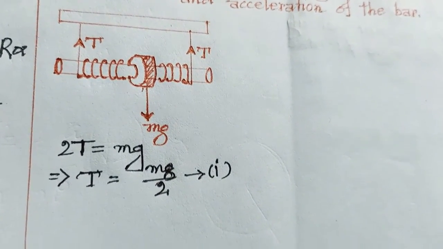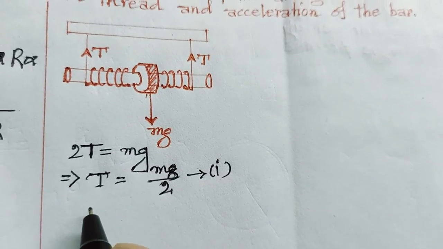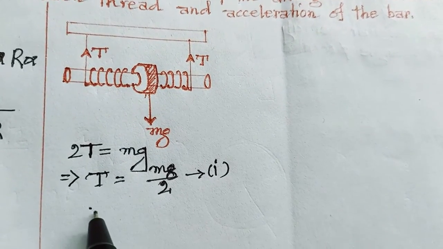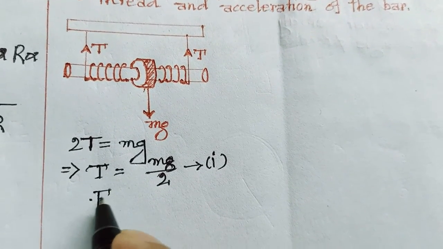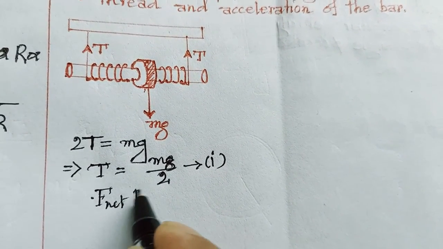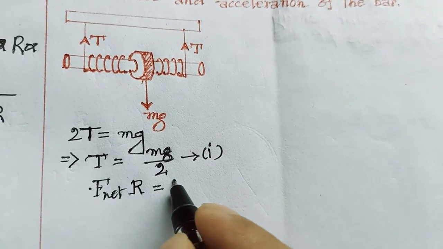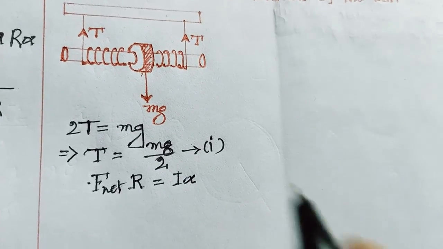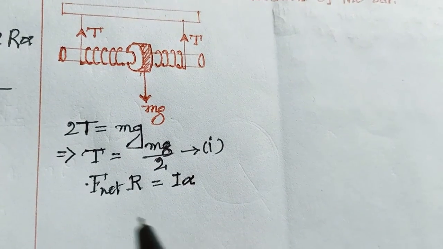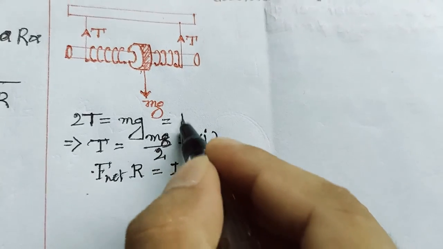Now we'll balance the torque equation. From the torque equation, as we know, total force, F net, into its corresponding distance, means F net into R, will be equal to I alpha, where I is the moment of inertia of the system and alpha is the angular acceleration. But F net is given as 2T.